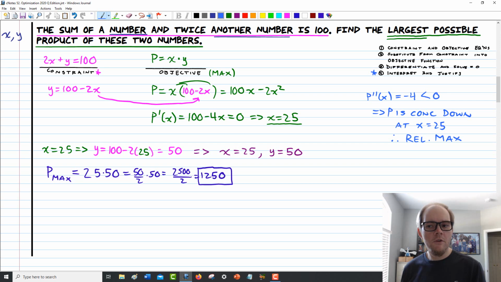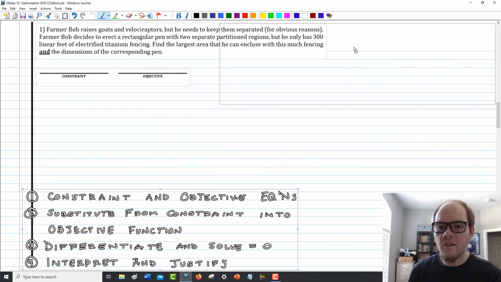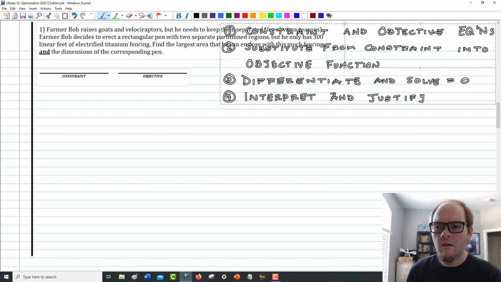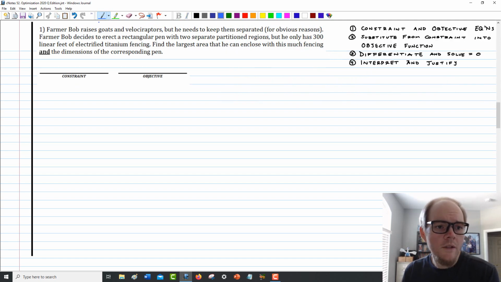Again, very similar problem to the first one, but you can see that that pace works really nicely and moves pretty quickly. So it's a very sterile version of the problem. Let's look at the last two here that are a little bit more authentic, we'll call them. So in problem number 1 here, it's not really number 1. For us, it's number 3, I think. So in this question, it says Farmer Bob wants to raise goats and velociraptors, as one does. But he needs to keep them separated for obvious reasons. Yes, he's watched the Jurassic Park series.